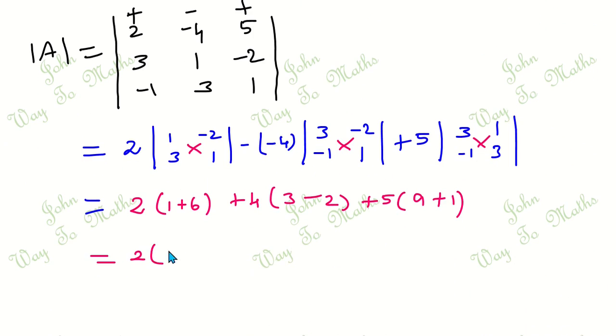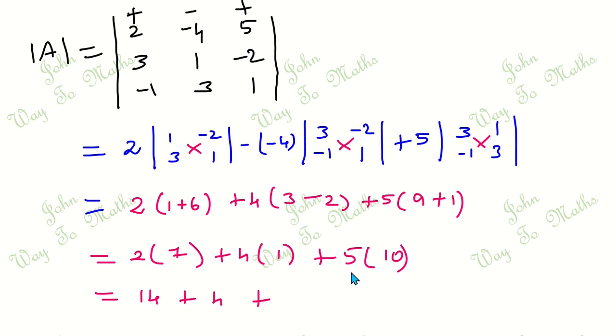So 2 times of 1 plus 6 becomes 7. Then 4 times of 3 minus 2 becomes 1. Then plus 5 times of 9 plus 1 becomes 10. Which is equal to 2 sevens are 14, then 1 fours are 4, then 5 into 10 becomes 50. So which is equal to 50 plus 4 plus 14 becomes 68, which is the determinant of A.